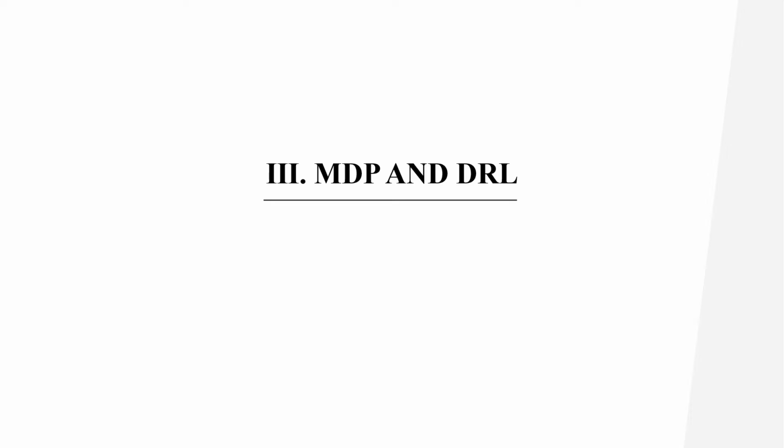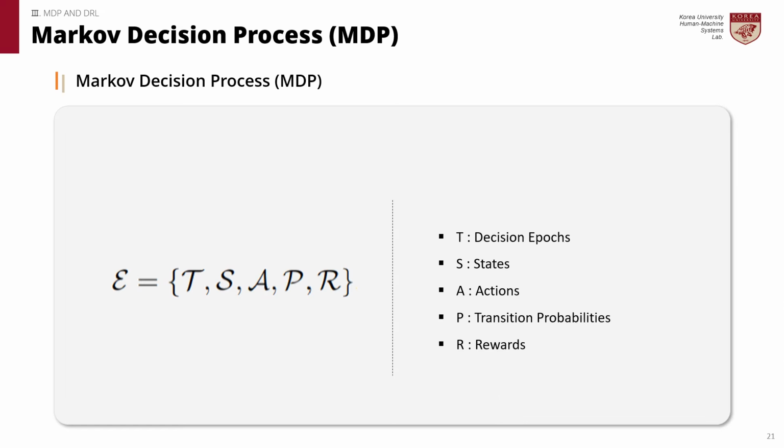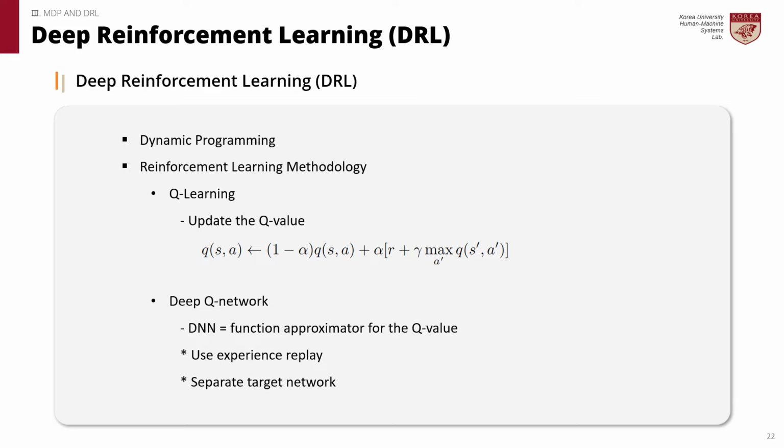Markov decision process and DRL. Markov decision process, let's call it MDP for short. As you know, MDP is defined by decision epoch, states, actions, transition probabilities, and rewards. In this paper, they formulate the problem of beam training as an MDP.